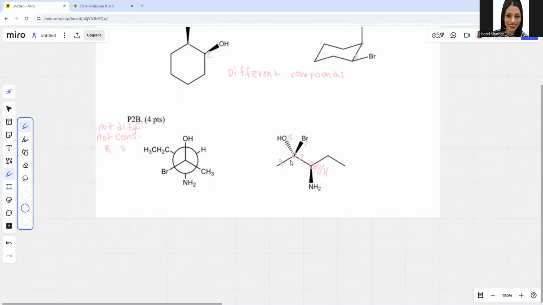And so we can try to visualize what it would look like if this was in the back. There's two ways you can do this. The first way is you can build it. Actually, there's three ways. The first way is you can build a model if you have a kit right there on the exam table.